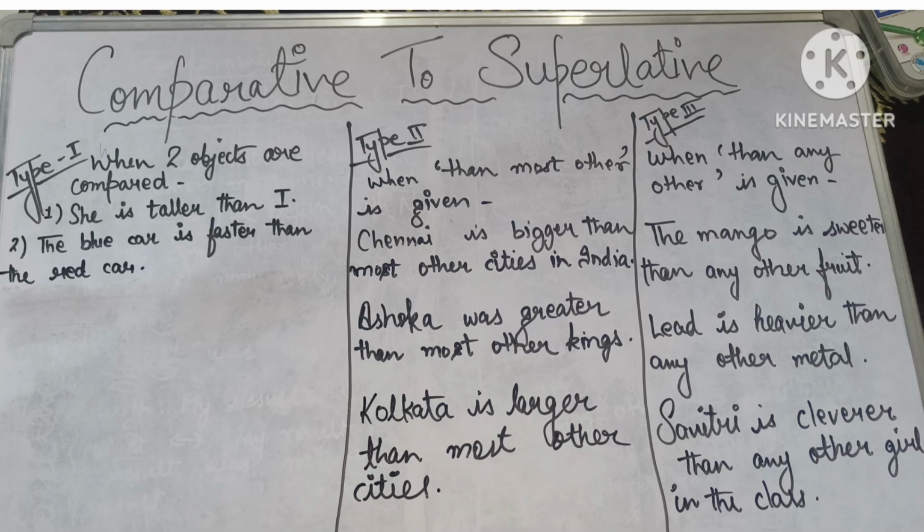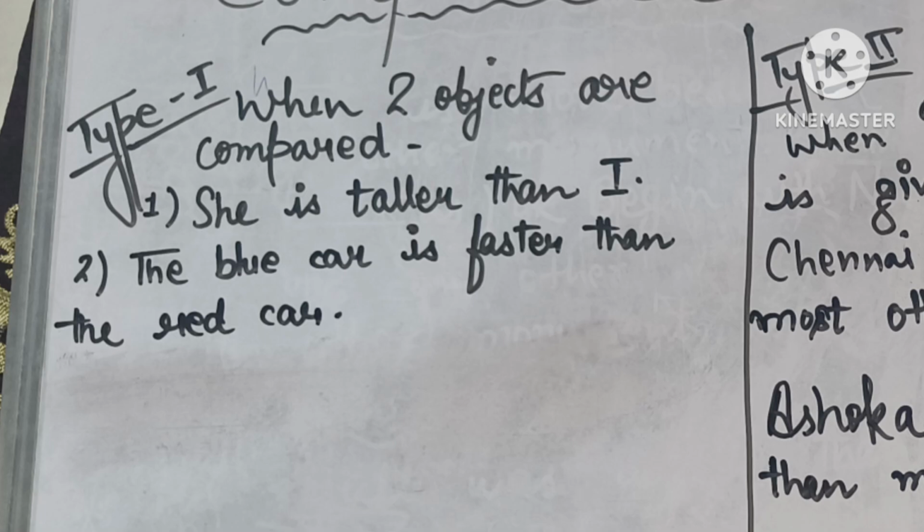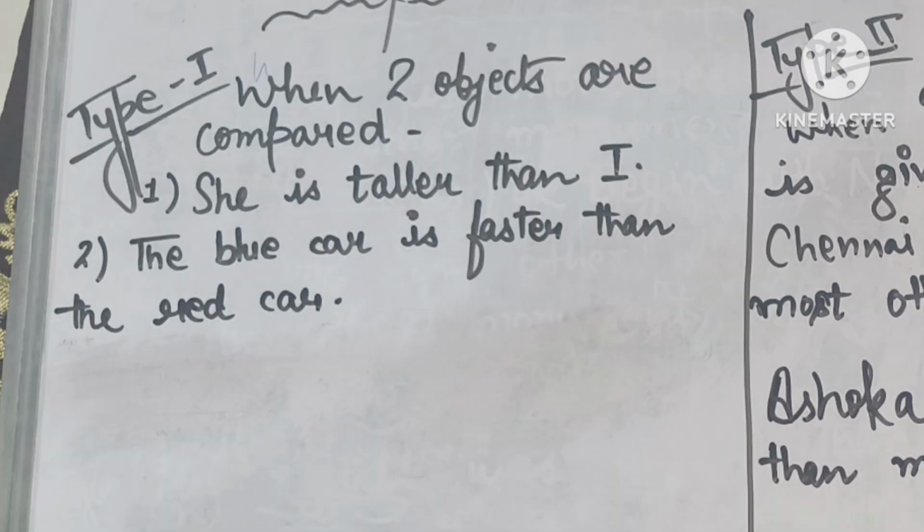So again, we will learn the transformation category-wise, as we learned in the case of positive degree sentences. So let's recall type 1. Type 1 was whenever we are given sentences in which two objects are compared. Let's recall the sentences that we have recently covered. She is taller than I, the blue car is faster than the red car. So here, what are the changes? How do we transform these sentences into superlative degree? Well, the answer here is that we do not change these type of sentences into superlative degree. Yes, for superlative degree, this type does not exist.